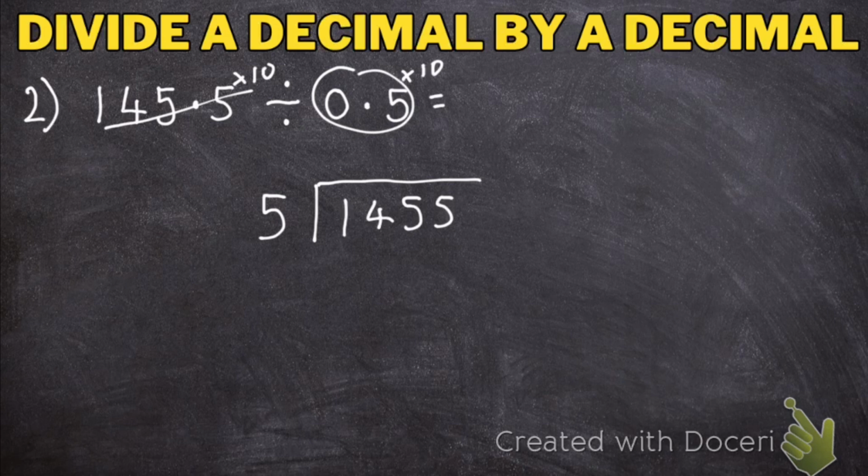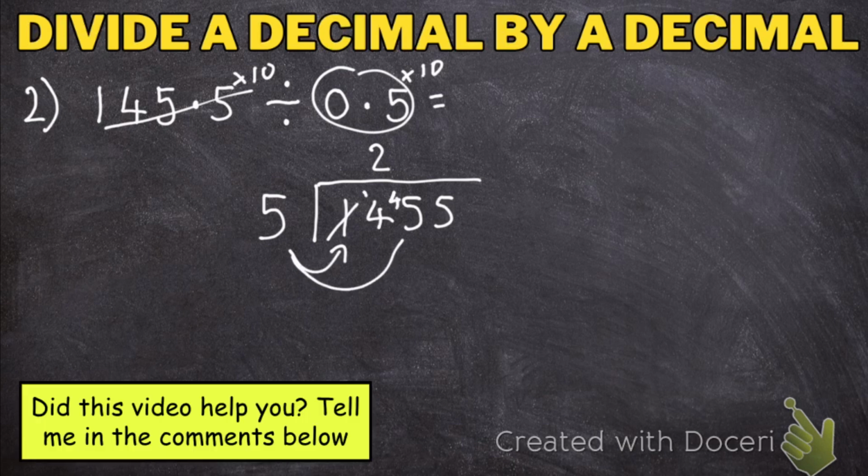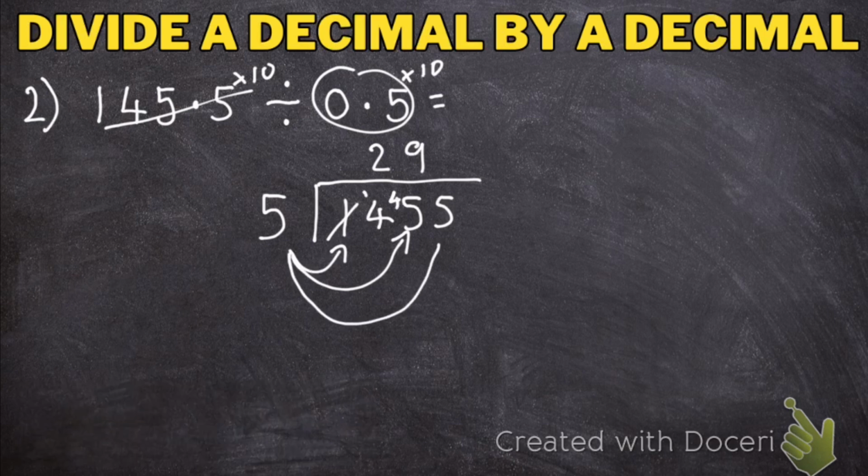And then I just go ahead as if it's a normal short division question. How many 5s in 1? I can't do that, so I need to carry it. How many 5s in 14? There's 2, and there's 4 remainder. How many 5s in 45? There are 9, no remainders. And then how many 5s in 5? There's 1. And my final answer is 291.